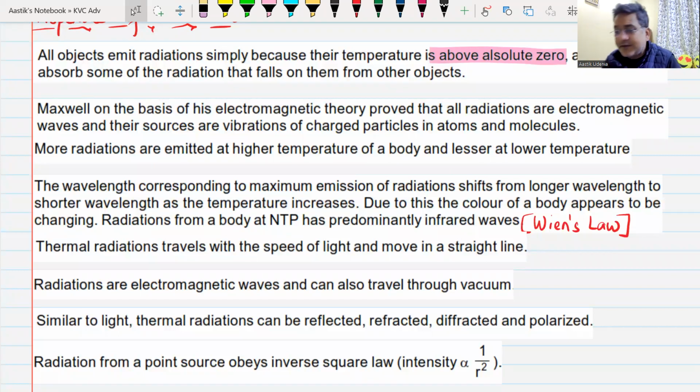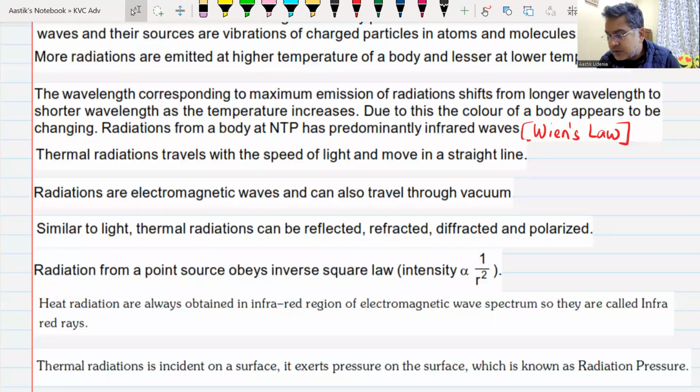Okay, so this is the last property. Radiation intensity from a point source is inversely proportional to R square. I told you that, yes or no? Intensity is proportional to 1 by R square, in waves. Yes, sir. Now you note this down. I'll give you 2 minutes. So take these 2 points as well.